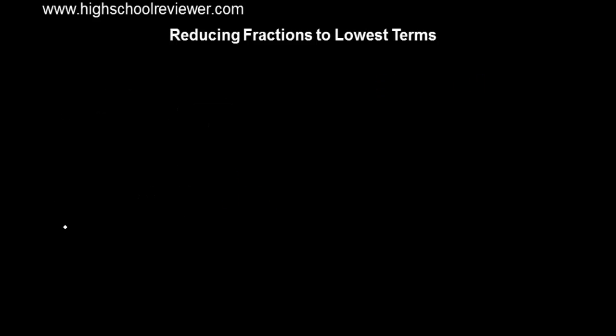Reducing fractions to lowest terms. Our given problem, we have 27 all over 81. So the first step to reduce fractions to lowest terms is to find their greatest common factor, or the GCF, of both the numerator and the denominator. In this problem, the GCF of the numerator and the denominator is 27.